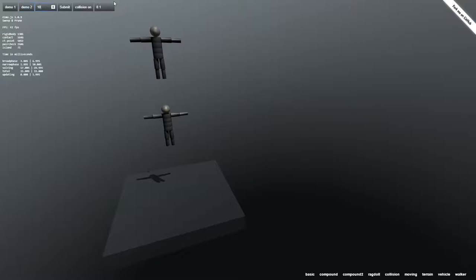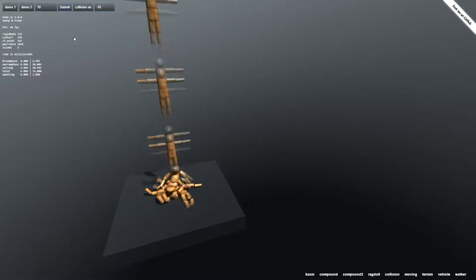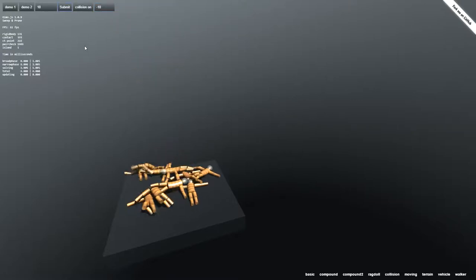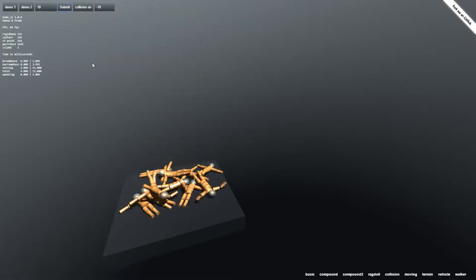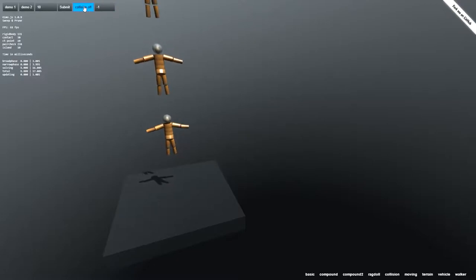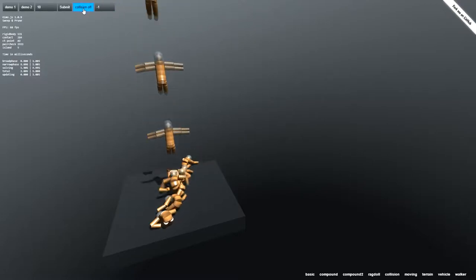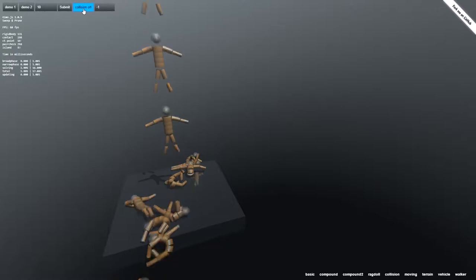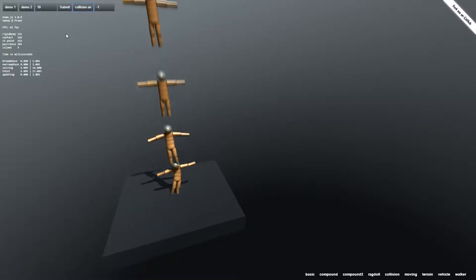Let's just have 10 people, and we'll have a gravity of minus 10. Collision on, submit. Ow! Oh, that's going to hurt a few spines. Minus 1. And, oh, collision off. Do they just go straight through each other then? No. I don't know what difference that makes.